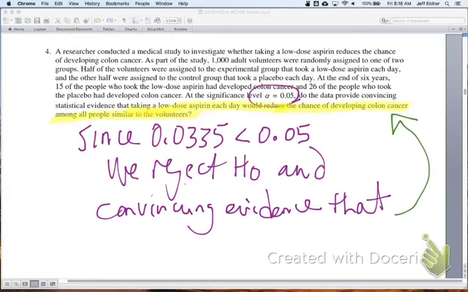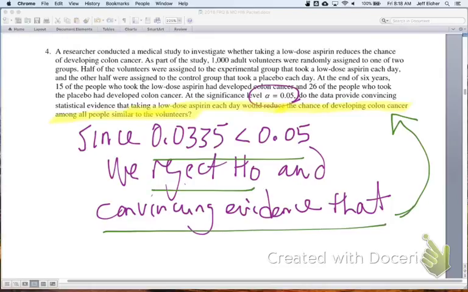Take the extra few seconds to write that out, and you will be very happy. So if you had the p-value and alpha level stated, if you mentioned what you're doing with the null hypothesis, and you mentioned that you have evidence for that, anything other than saying low-dose aspirin reduced, past tense, the chance of developing colon cancer. If you did those 3 things, then that would be an E.